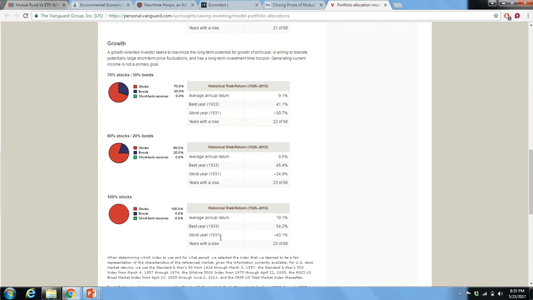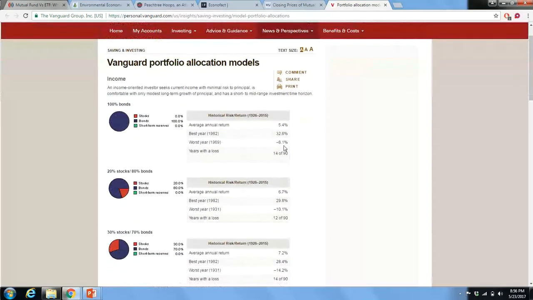However, remember how I said you have to tolerate market volatility? The fund has been its worst at 43.1% negative, and its best at 54.2% annual return. These bond funds, nowhere near that fluctuation. Best year, 32.6, worst, negative 8.1.